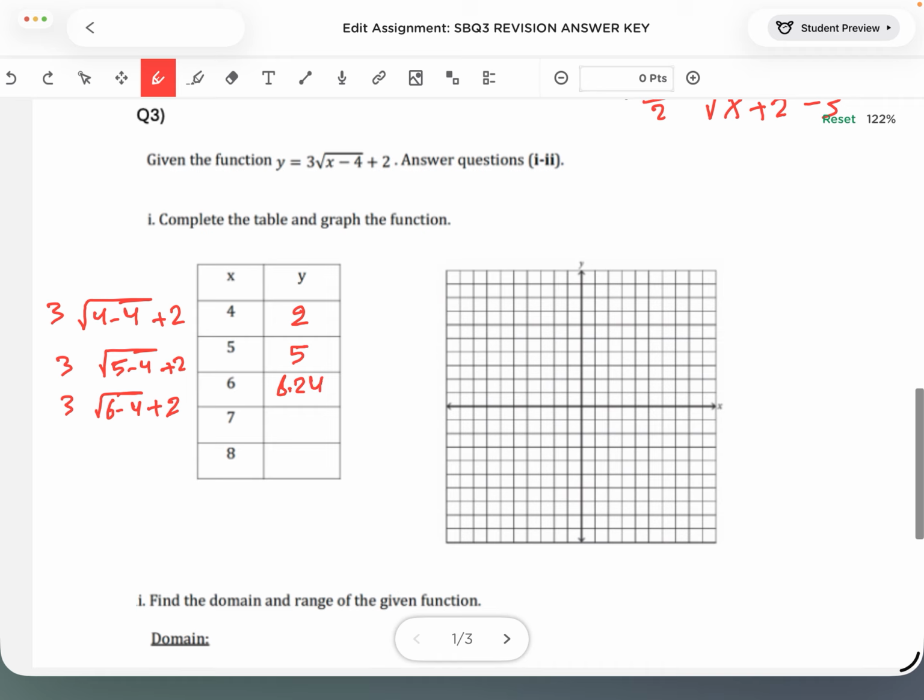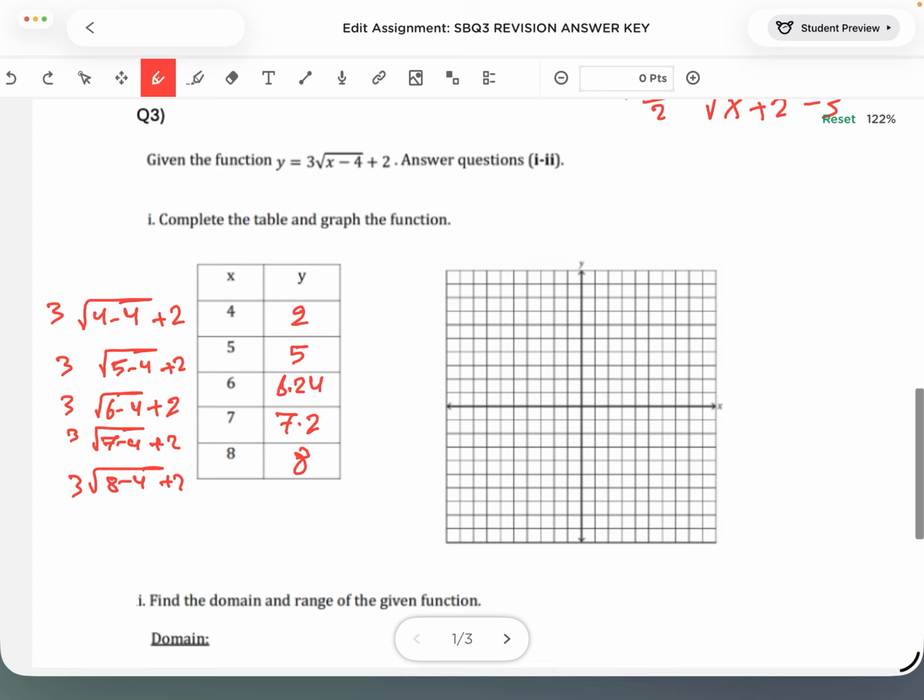Now we will replace the 7. It will be 3 square root of 7 minus 4 plus 2. The answer is approximately 7.2. And we replace 8. The answer will be 3 times the square root of 8 minus 4 plus 2, it will be 8.